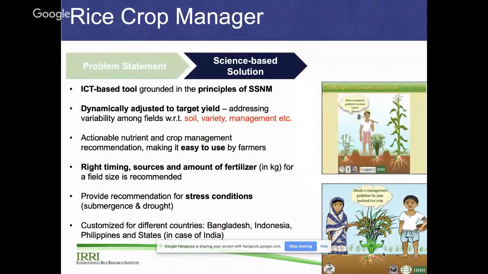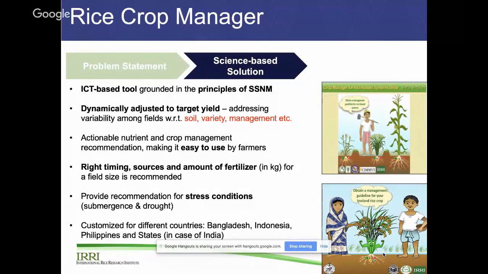Rice Crop Manager is an ICT-based tool which is grounded in the principles of SSNM. There is a dynamically adjusted target yield which helps to address the variability among the fields with respect to soil, variety, management, etc. What it does is it provides nutrient and crop management recommendations which are actionable and easy to use by the farmers.